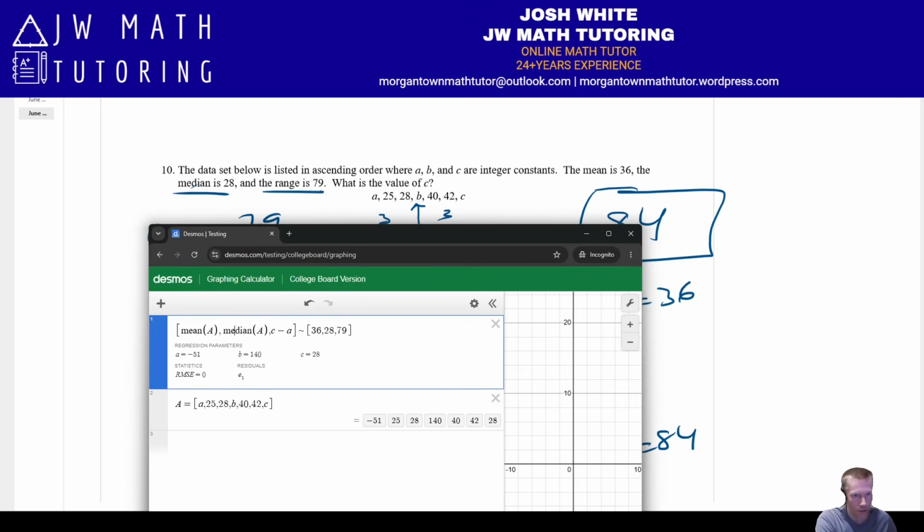Okay, what is going on here? What did I mistype that it's not giving me the right values? When I did this earlier, it did give me the right values. Mean of the data set is 36. The median, I wonder, A, 25, 28, B, 40, 42. The problem is, oh, the problem is it's mixing up, okay.